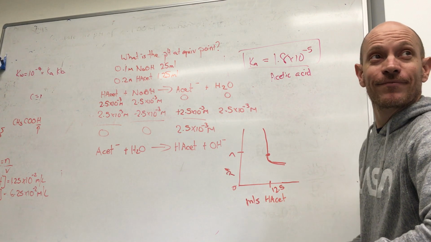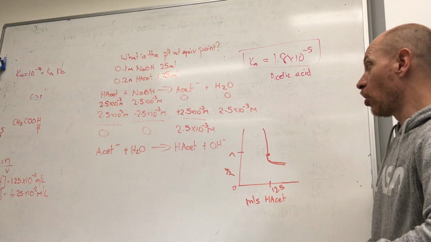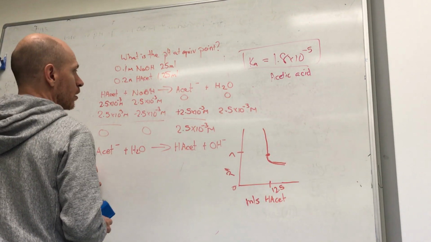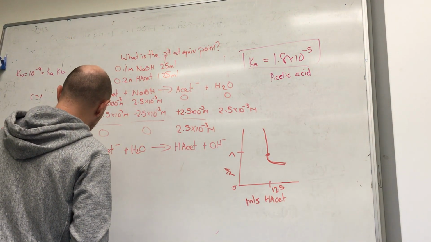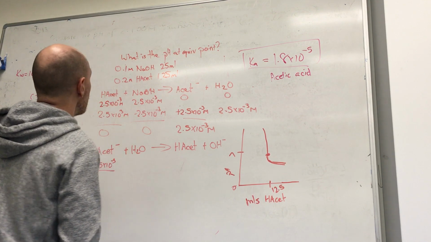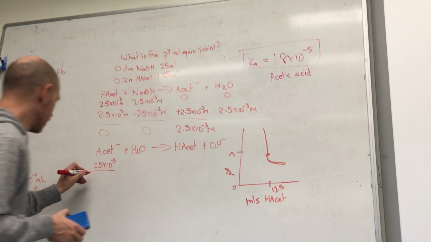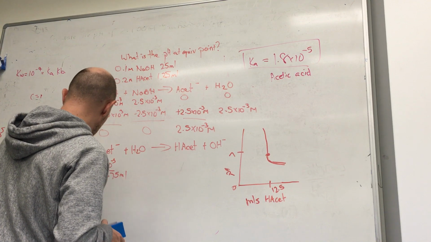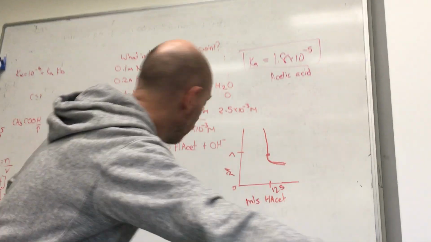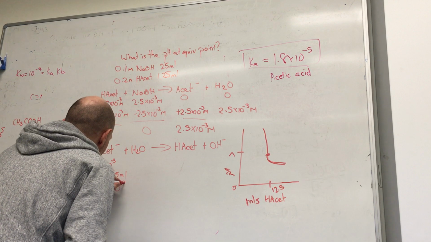All right, so what are we going to do now? What do we know? We know the concentration of Acet minus. So what's our concentration going to be? It's going to be 2.5 times 10 to the minus 3 over, wait, what are we calculating? Oh yeah, it would be concentration. Over 12.5? No, over them together, 37.5. So 0.0375 litres, which gives us a molarity of 6.66 times 10 to the minus 2.